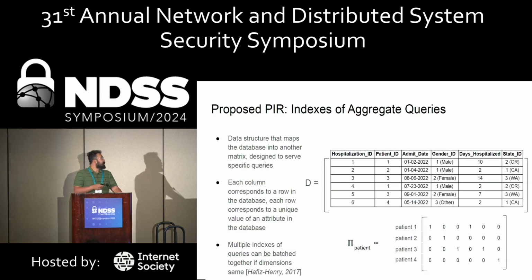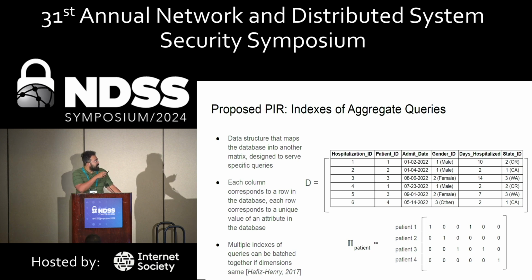In our protocol, we introduce a new data structure called indexes of aggregate queries that maps the database matrix into another matrix which is designed to serve specific queries. In the indexes of aggregate queries, each row corresponds to a unique value of a specific attribute from the database matrix, which in the case of this example here is the patient ID attribute. And each column of the indexes of aggregate queries, which is PyPatient here, by the way, corresponds to a row in the database matrix D.